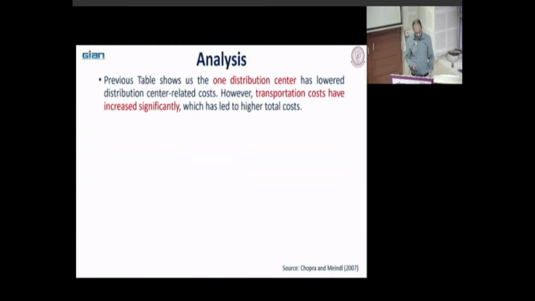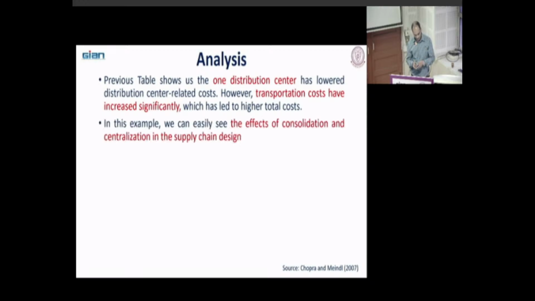So now, what is the analysis? The previous table shows the one distribution center has lowered the distribution center related cost, but transportation cost significantly increased, and that's why total cost went up. In this example, we can see the effects of consolidation and centralization. So what do you think? Is centralization good or decentralization? What is centralization and decentralization? Centralization means one DC. Decentralization means we have got 2 DCs. What do you think? Is centralization good or decentralization good?